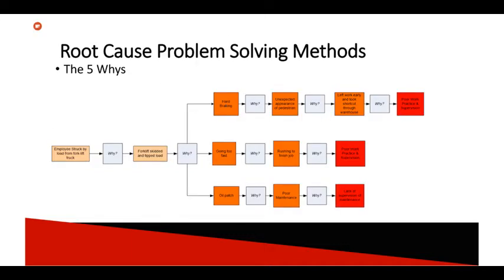The 5 whys. I like this approach because it's simple to use. Let's start here. Employee struck by a load from a forklift truck. Why? The forklift skid and tipped over the load. Why? Was he braking too hard? Yes. Why? An unexpected appearance of a pedestrian. Why? Left work early and took a shortcut through the warehouse. Why? Poor work practice and supervision.